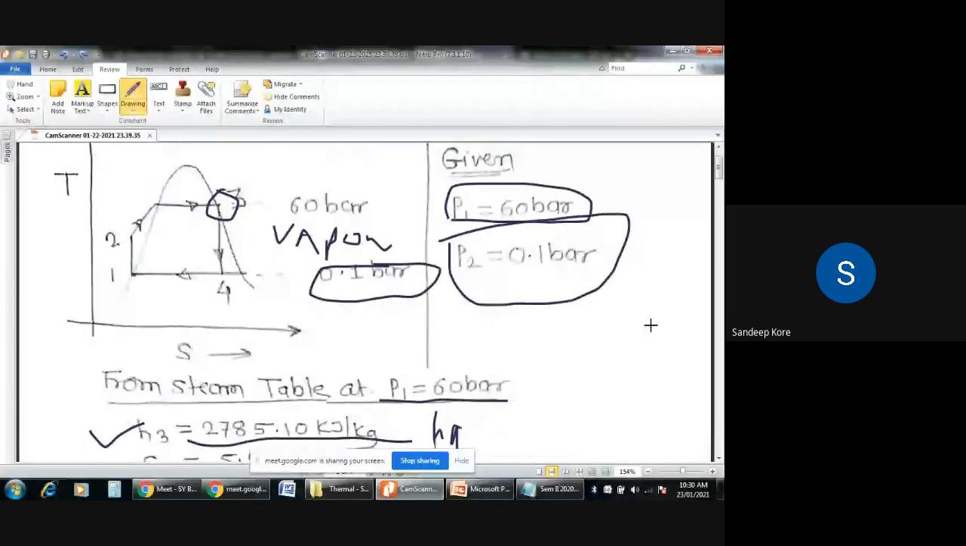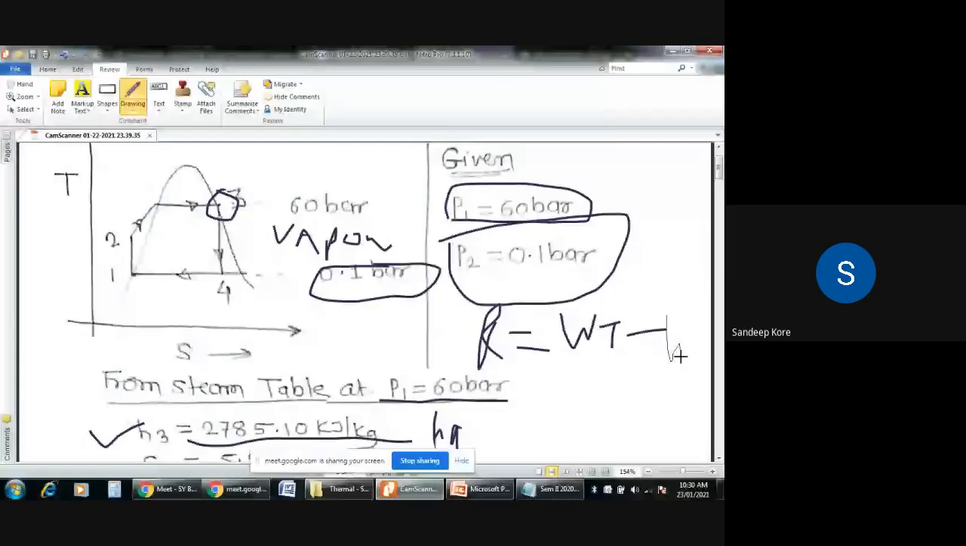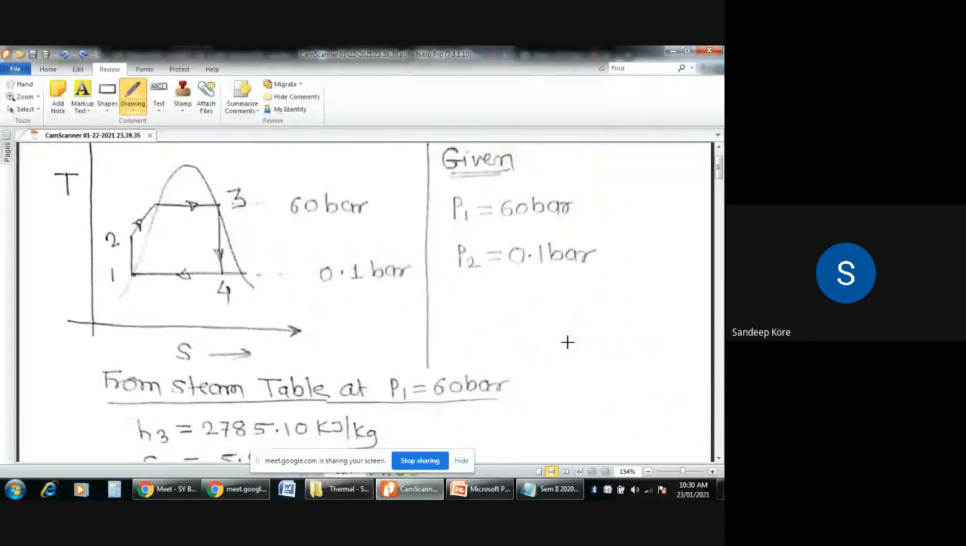Okay. So Rankine cycle efficiency is equal to net work, that is turbine work minus pump work, divided by heat supplied. But since we are neglecting the pump work, it is only the ratio of turbine work divided by heat supplied. So, if anybody can tell me, what is the turbine work? Turbine starts from point 3 and it ends at point 4. Yes, anybody can tell me what is the turbine work?